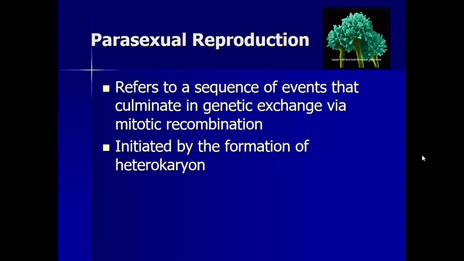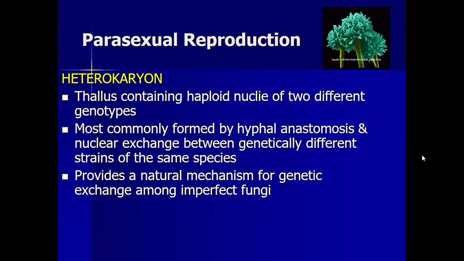There is also the so-called parasexual reproduction. This refers to the sequence of events that culminate in genetic exchange via mitotic recombination. It is initiated by the formation of a heterokaryon, a thallus containing haploid nuclei of two different genotypes. The heterokaryon is most commonly formed by hyphal anastomosis and nuclear exchange between genetically different strains of the same species.